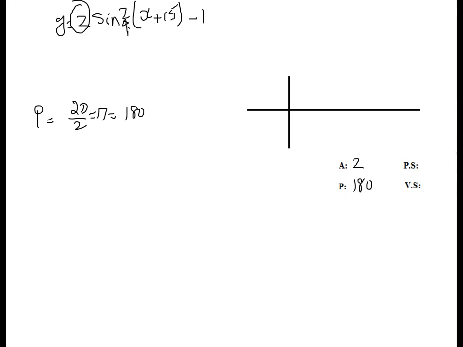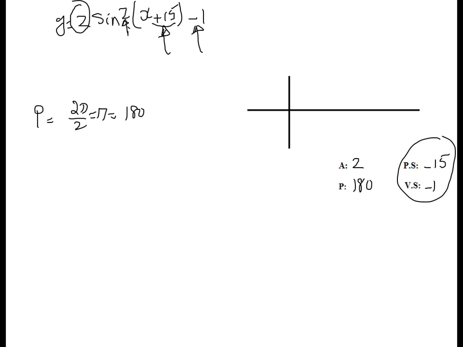Now, to find the phase shift, get the number which is inside the bracket, and then flip the sign. So the phase shift is negative 15 degrees. And the vertical shift is negative 1, going down. Again, ignore these last two columns.